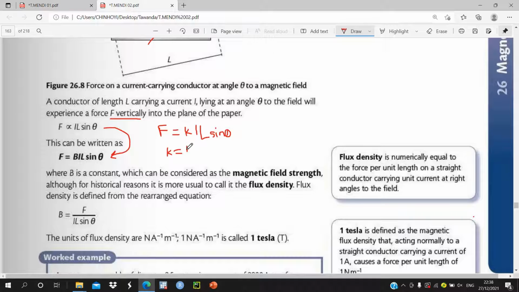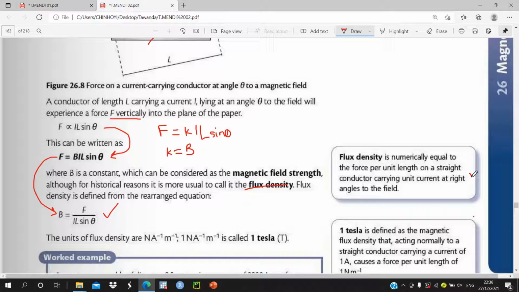We need to define what is flux density. That is the constant that we are going to have, where B is a constant which may be considered as the magnetic field strength, or what we call the magnetic flux. So you can arrange the above formula and make B the subject, and you can get this formula. So we can use this formula to define the magnetic flux density.